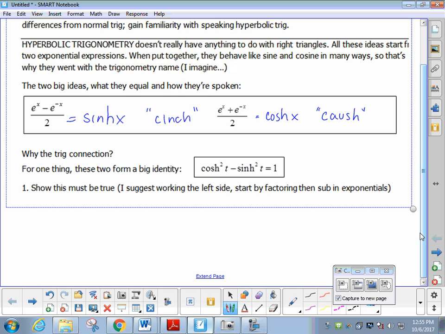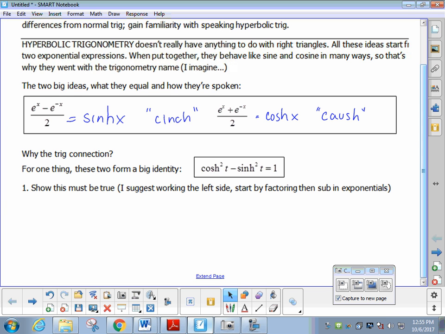Let's go into a few similarities then, why they call it trig. One is there's a huge identity. Cosh squared minus sinh squared equals 1. It's a little different because it's not sine squared plus cosine squared equals 1. I would like you to prove it. Prove it for me right here.